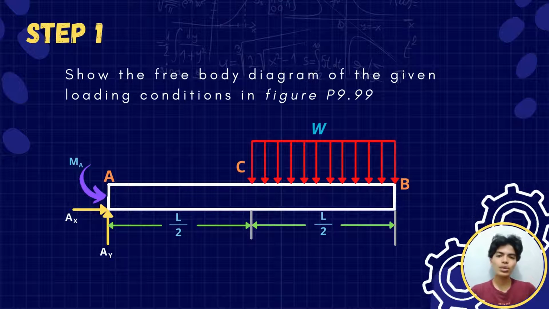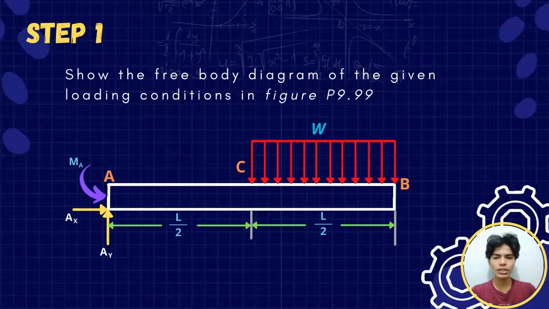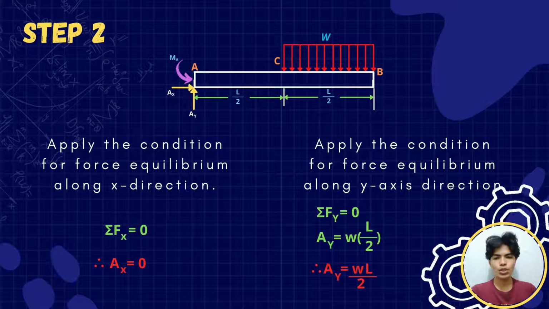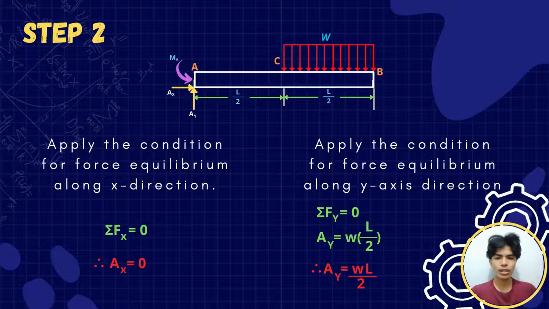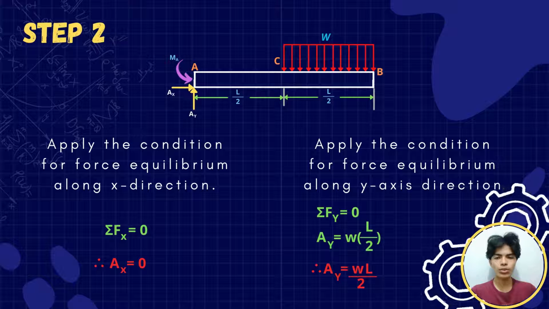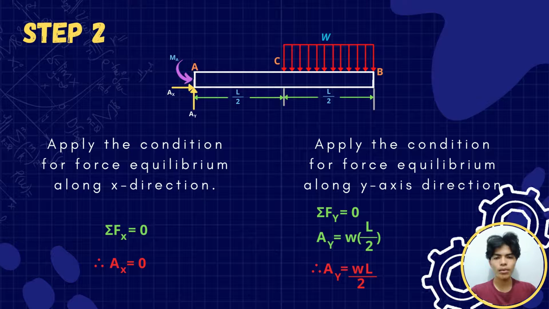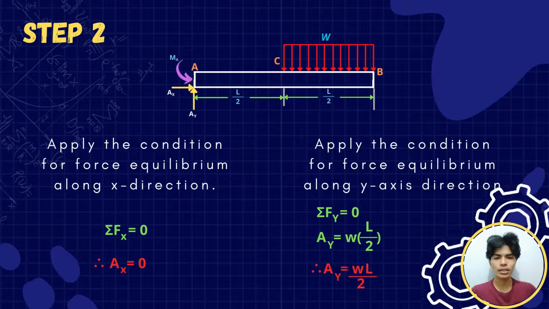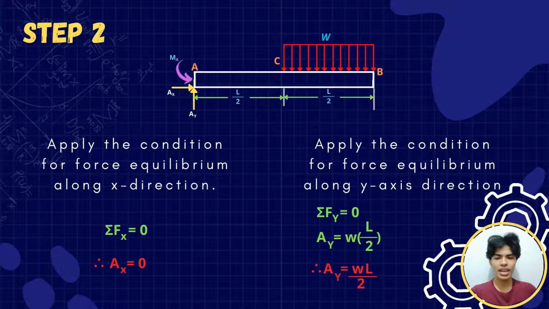Step 1 is to show the analyzed free body diagram based on the given loading condition in figure 9.99. Then, step 2 is to apply the condition for force equilibrium along the x direction. As you can see, the summation of forces along the x-axis is equal to 0. Therefore, Ax is equal to 0. Next is to apply the condition for the force equilibrium along the y-axis. We have the summation of forces along the y-axis equal to 0. Therefore, we have Ay equal to WL over 2.